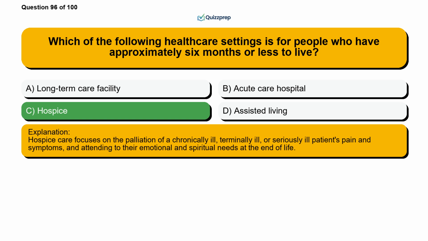Hospice care focuses on the palliation of a chronically ill, terminally ill, or seriously ill patient's pain and symptoms, and attending to their emotional and spiritual needs at the end of life.